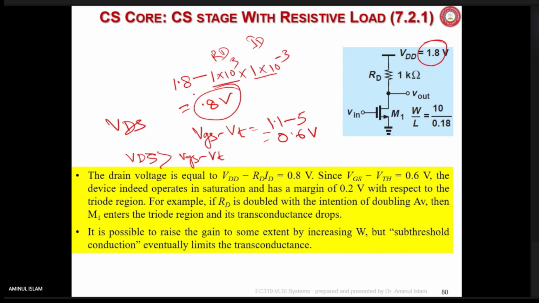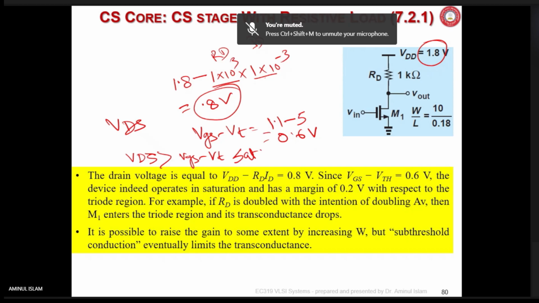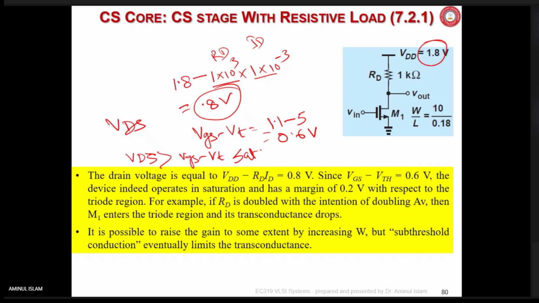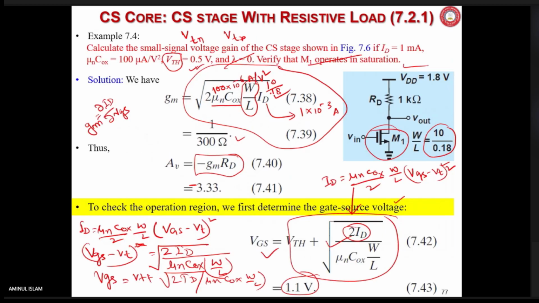VDS equals 0.8 volt. So VDS minus VT is 0.6. So is it not in saturation region? Yes or no? Shashank? Yes, sir. It will be in saturation region. It is saturation region. So we have verified that M1 operates in saturation region.